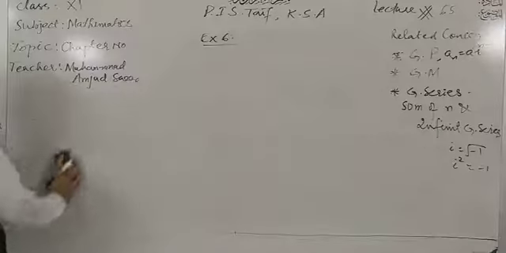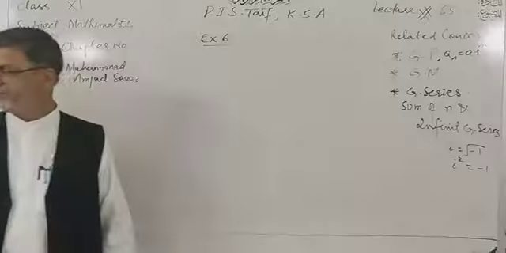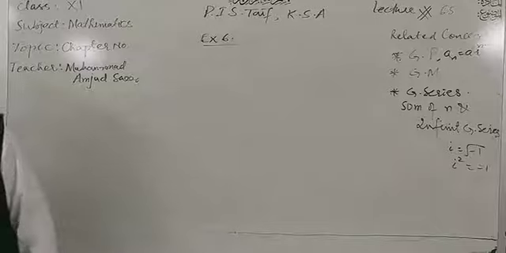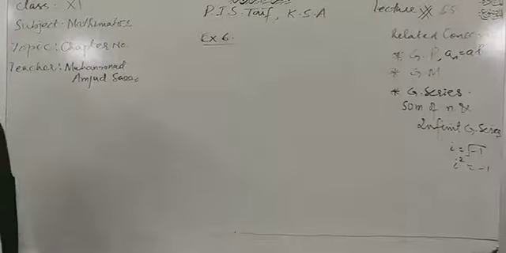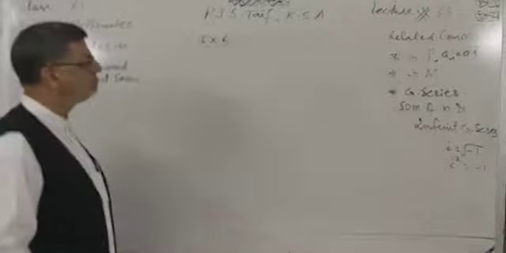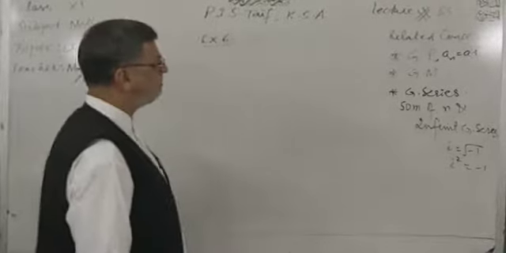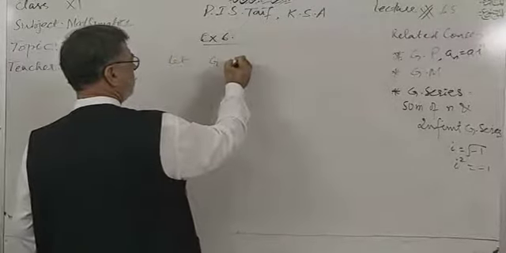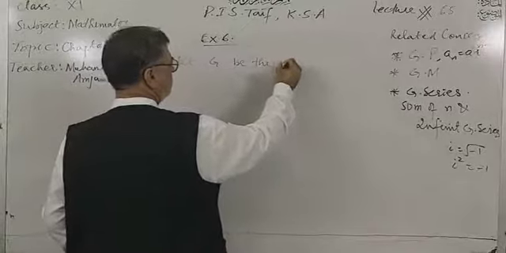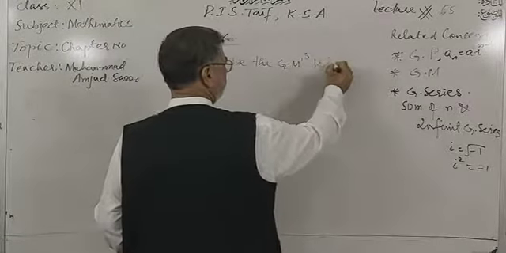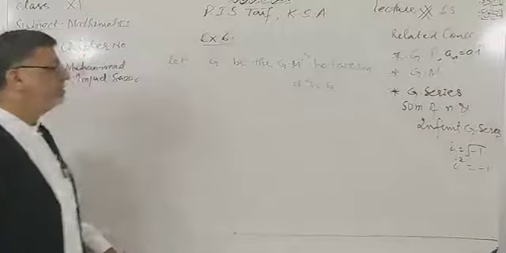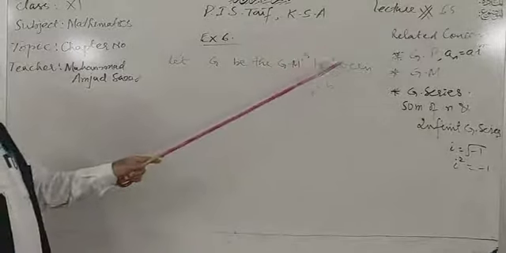Now we are going to move to exercise 6.7. Dear students, before we start our exercise 6.7, I want to tell you about geometric mean. The formula of geometric mean is, let G be the geometric mean between A and B. Let G be geometric mean between A and B.